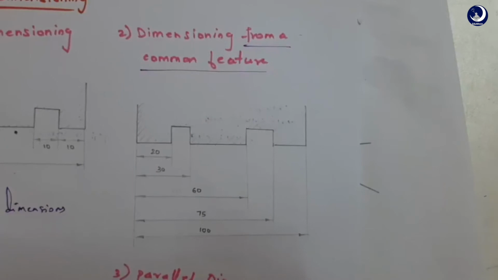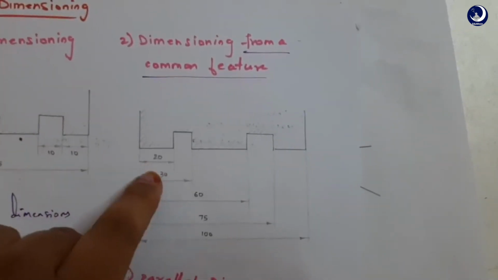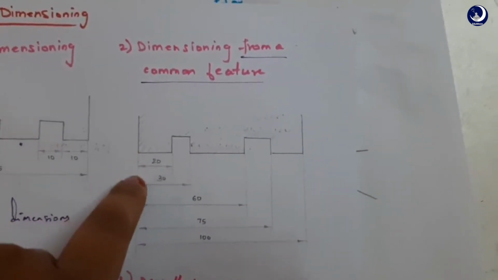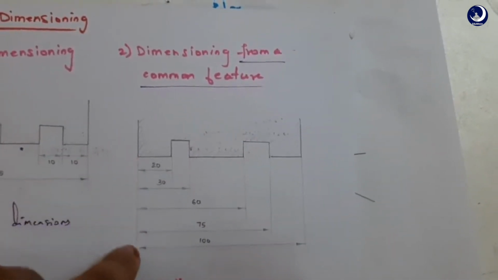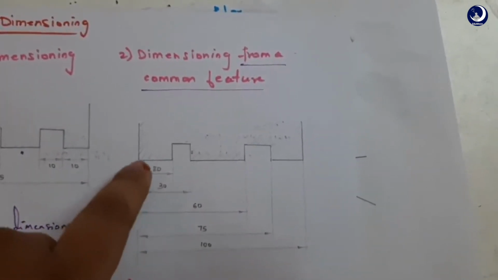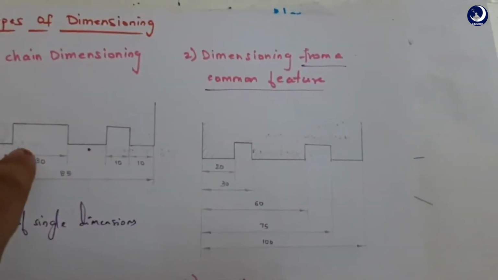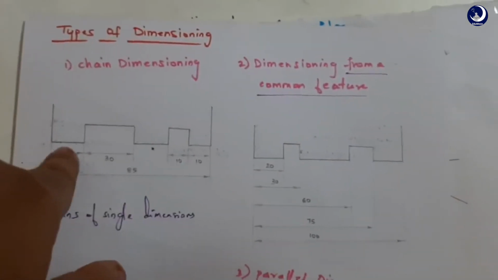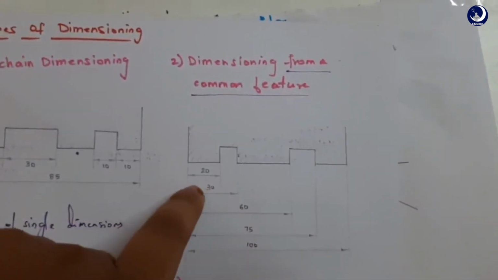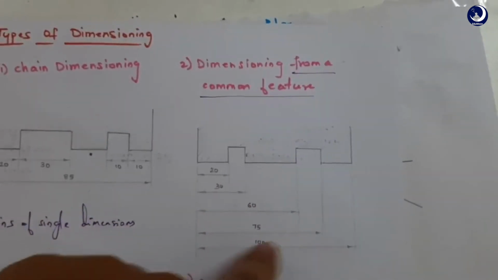Dimensioning from a common feature. As the name suggests, we are going to use one feature. Let us say in this example we have used 20. Using this as the common extension line, we are going to dimension the others as well. So as you can see, this is 20. In this we have separately dimensioned 20, 30. But here we have directly dimensioned 20, 60, 30, 75, 100.